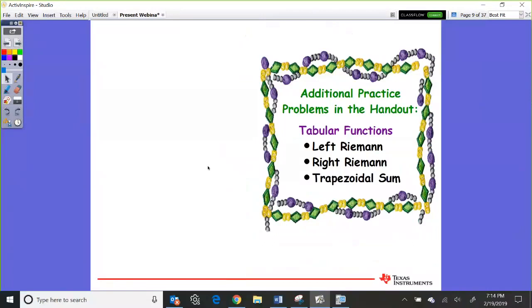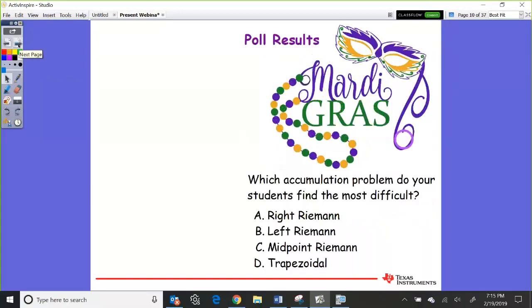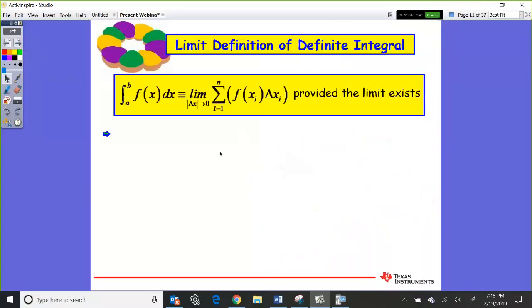All right, so based on your feedback, I'll add another midpoint Riemann into the handout that we'll send you. We'll figure out how we're going to get it to you. So here, let's go on. There's your results. The next thing we want to look at is the limit definition of the definite integral.